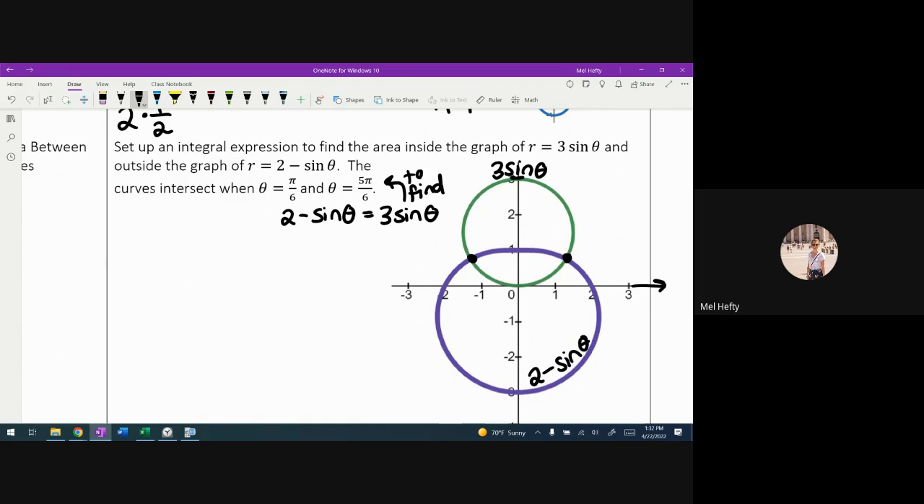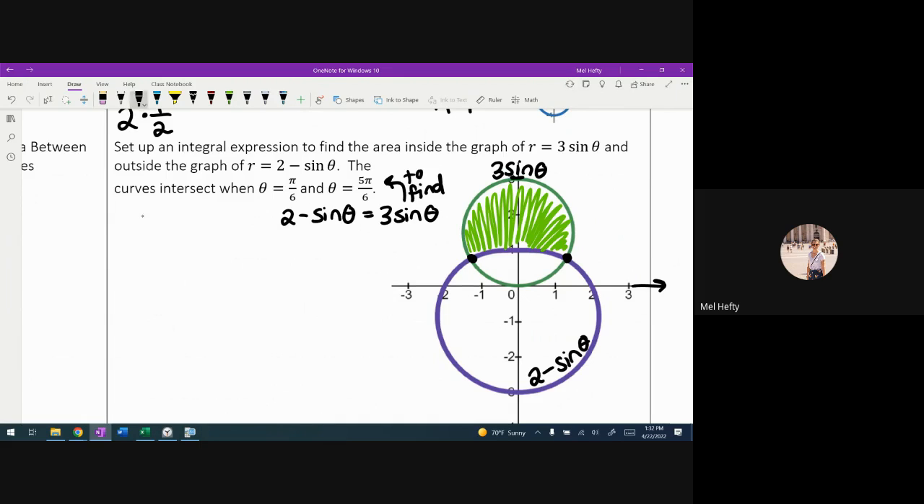Now, let's talk about which area we're actually trying to find. So we're trying to find the area inside of 3 sine theta, which is the circle, but outside 2 minus sine theta, which is that purple limacon graph. So would you agree with me that I am trying to find this area in here? Okay. Cool.